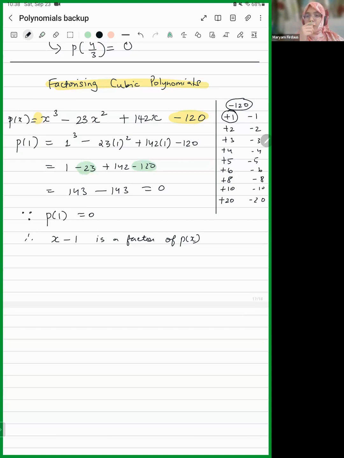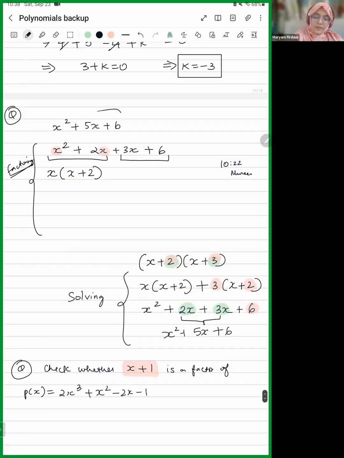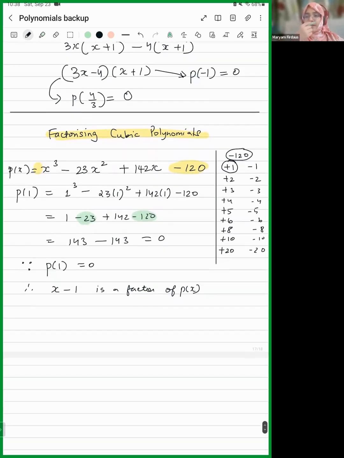Now you can use your long division method. How many factors do we have to find for the cubic polynomial? Since it is a cubic polynomial, it will have 3 factors. Like over here we had a quadratic, and a quadratic had 2 factors. So cubic will have 3 factors. The degree of the polynomial will be equal to the number of factors it has. And that's why, if you remember, in the last class I told you it will be equal to the number of roots of the polynomial. Anyway, so x minus 1 is a factor.